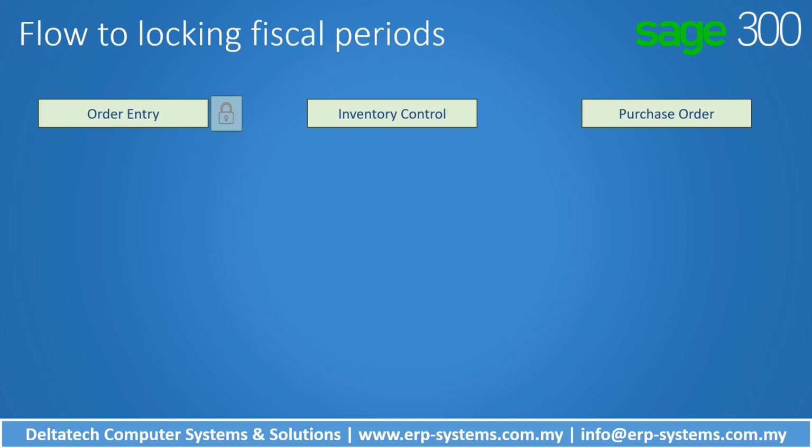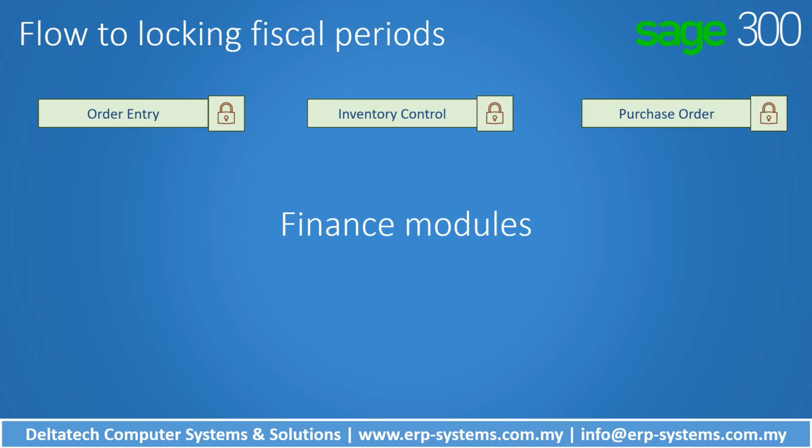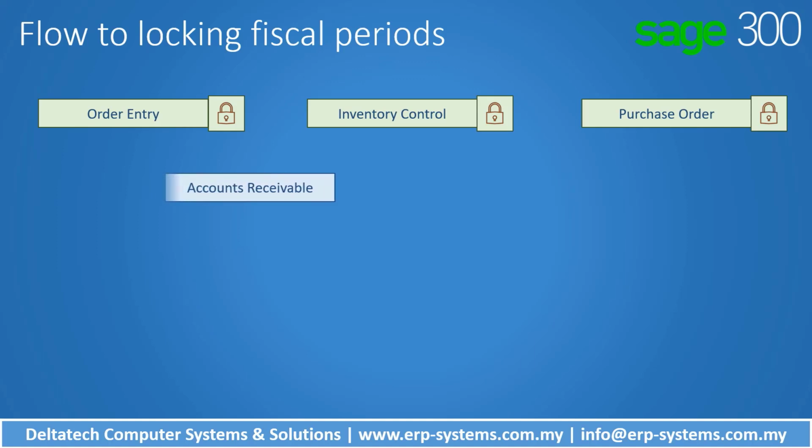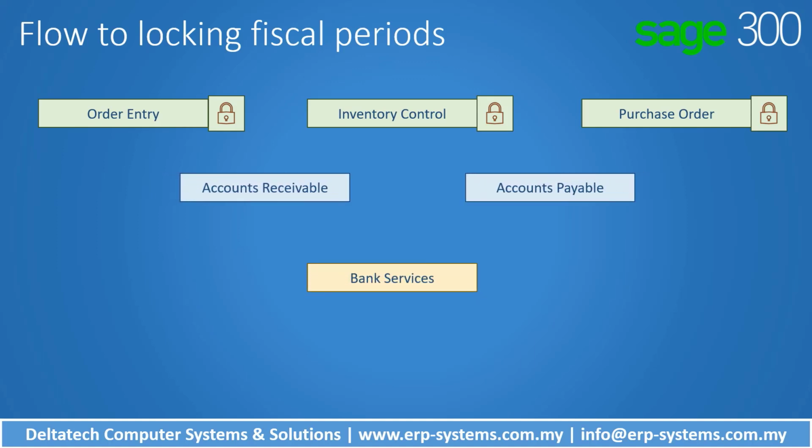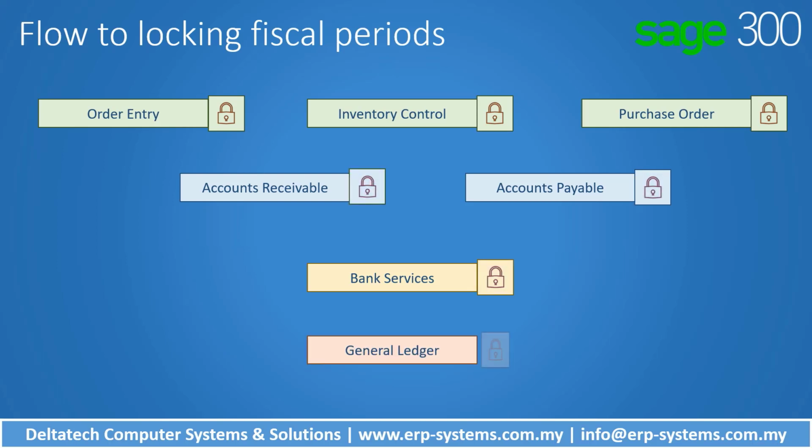Once you have locked the fiscal period for the operations modules, then you can move on to the finance modules. Reconcile and finalize, then lock the AR and AP modules next, followed by bank services. The general ledger should be the last module that you lock. Before locking a module, including the general ledger, ensure that all batches for that period have been posted.